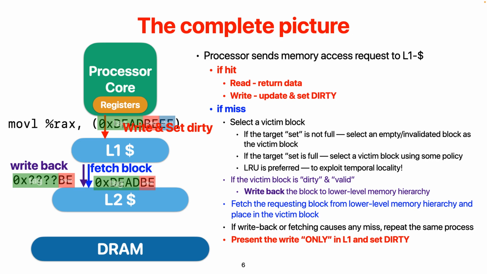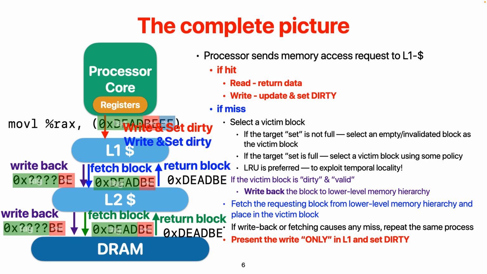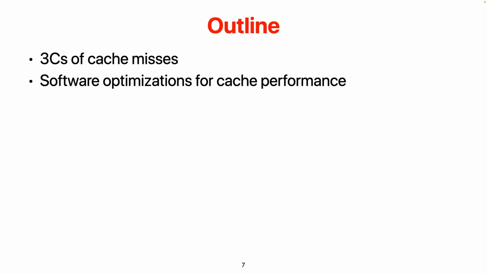Then you can ask the lower level memory hierarchy to give you the block that you want. However, it's also possible it's still a miss in the lower level memory hierarchy. So what you need to do is, again, find a victim block and see if it's dirty. If it's dirty, write it back, and then fetch the block from the lower level memory hierarchy. And gradually, you are getting the block and performing the update in L1. So that's the whole process. With that, you should be able to simulate the behavior of your code on a given architecture.